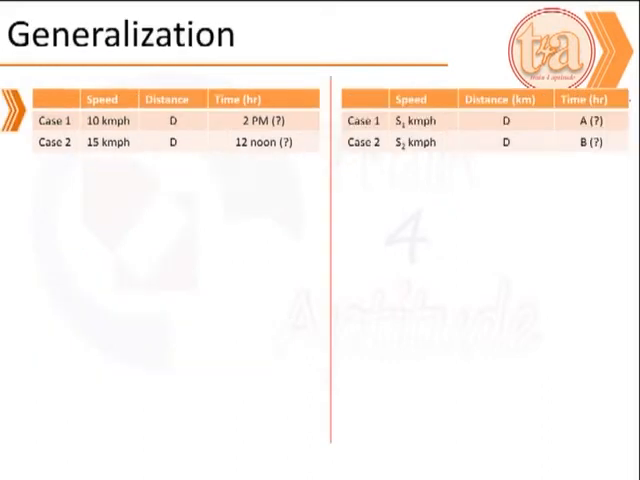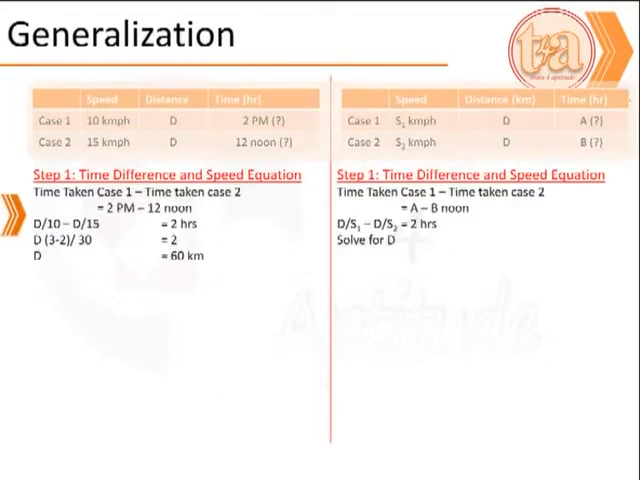The first step in generalization is assuming that we are given the speeds s1 and s2. The distance between point A and B remains as d. The time to reach in case 1 is A, which is longer than in case 2, that is B. The next step is to find the difference in the reaching times, represent it as hours, replace by the time equations, and solve for the distance d.